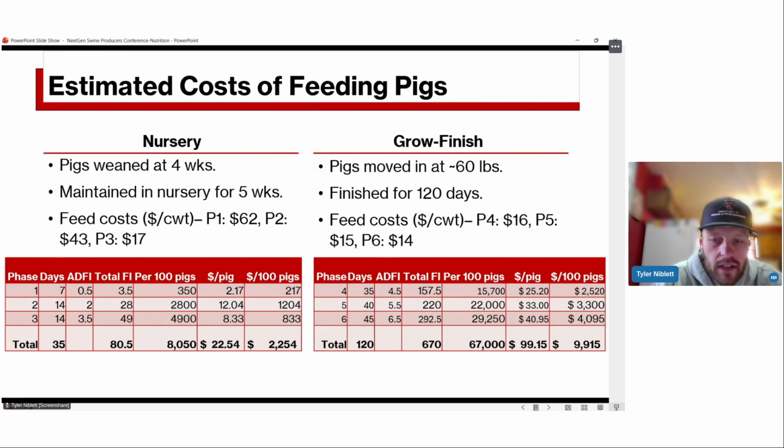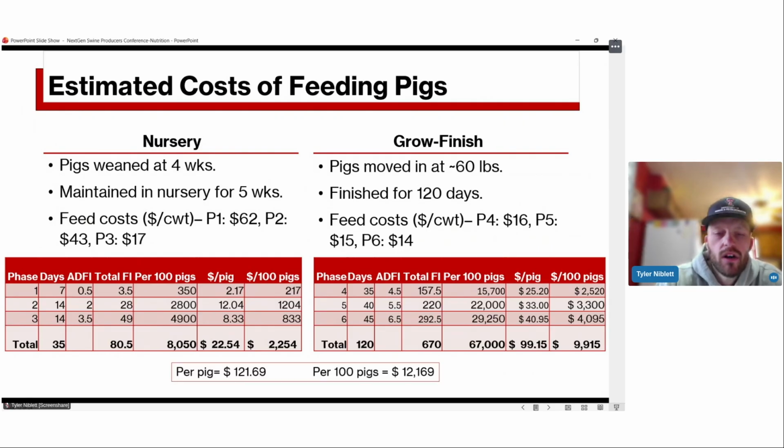So our phase 1 diet costs us about $62 to make, and P2 $43, and P3 $17, and so on. Same thing for the grow finish phase. They're moved in at about 60 pounds, and they sit there for about 4 months until we ship them out. But overall, it costs about $23 a pig in the nursery to feed, and about $100 to feed in finishing, for a total cost of about $122 per pig by the time we're done feeding them through market weight of about 280 pounds, and about $12,200 for 100 pigs.